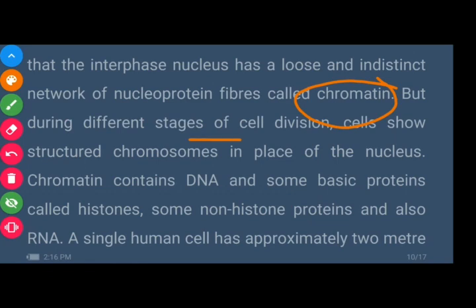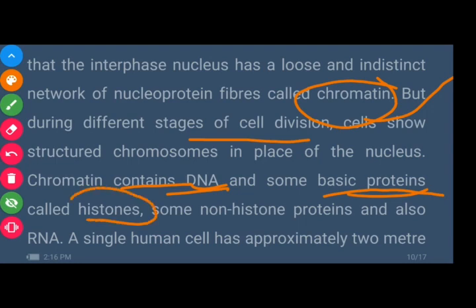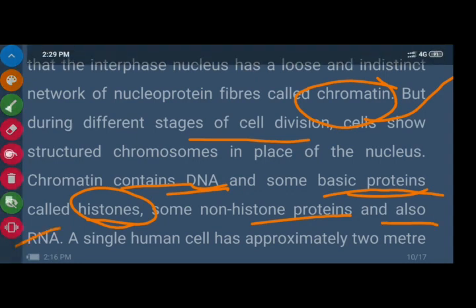During the different stages of cell division, the cell shows structural chromosomes in place of the nucleus. Chromatin contains DNA and some basic proteins. Chromatin consists of indistinct, loose nuclear protein fibers containing basic proteins called histones and some DNA. Some non-histone proteins are also present inside the chromatin, and RNA is present as well.